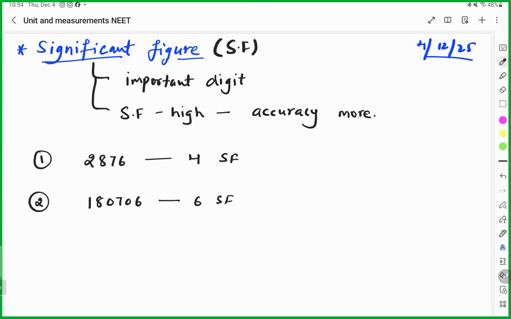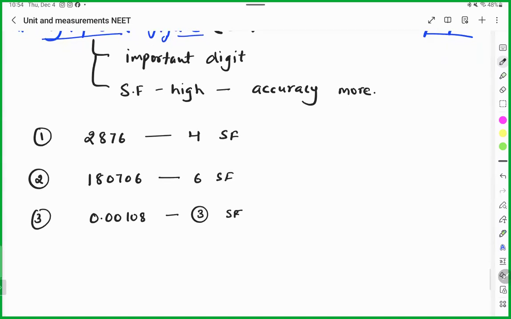If you take 0 on the left hand side, you will not consider it a significant figure. Example, 0.00108. What will be the significant figures here? 3. Because only 1, 0, and 8. All the 0s on the left hand side are not considered in this case. Correct?